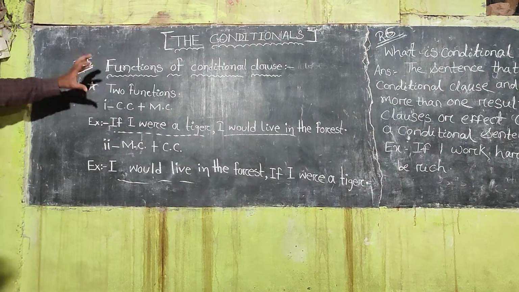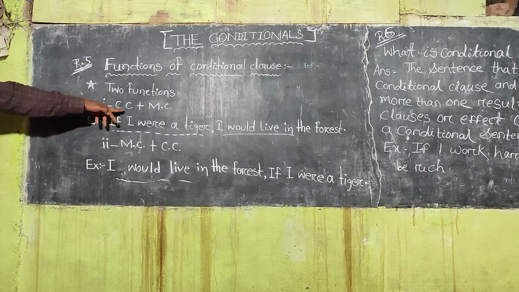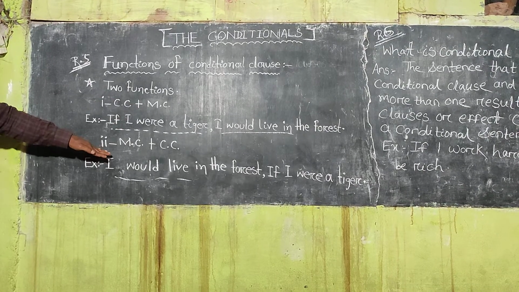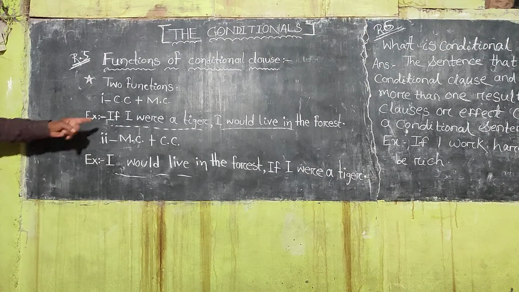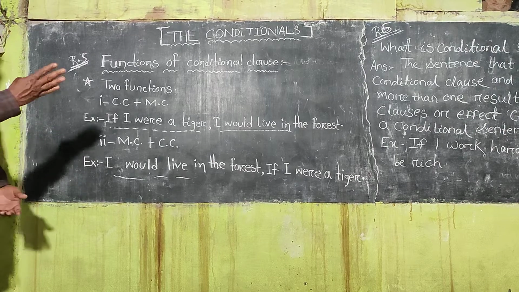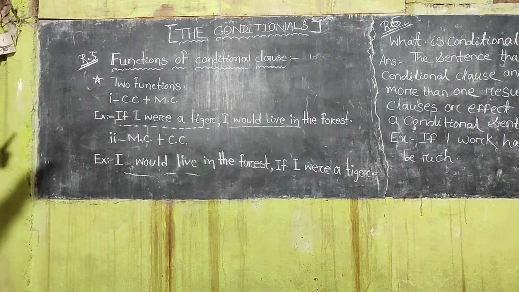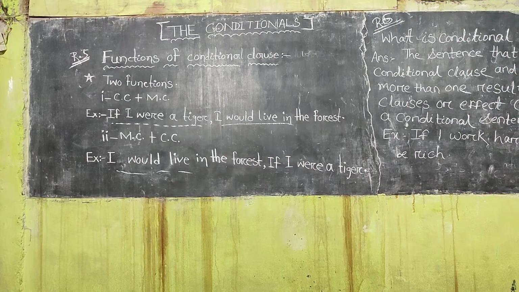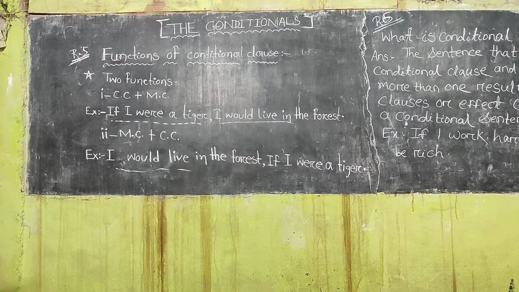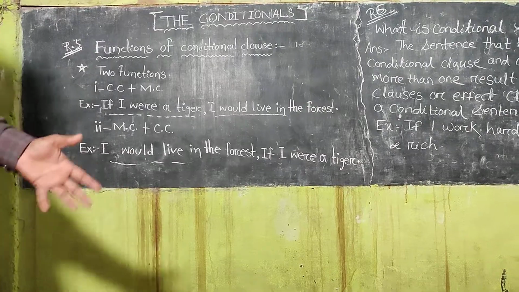That means conditional clauses have two functions. The first function is CC plus MC, and the second function is MC plus CC. The first example is: if I were a tiger, I would live in the forest, and it is known as the first function, CC plus MC. And example number 2: I would live in the forest if I were a tiger, and it is function number 2, known as MC plus CC.